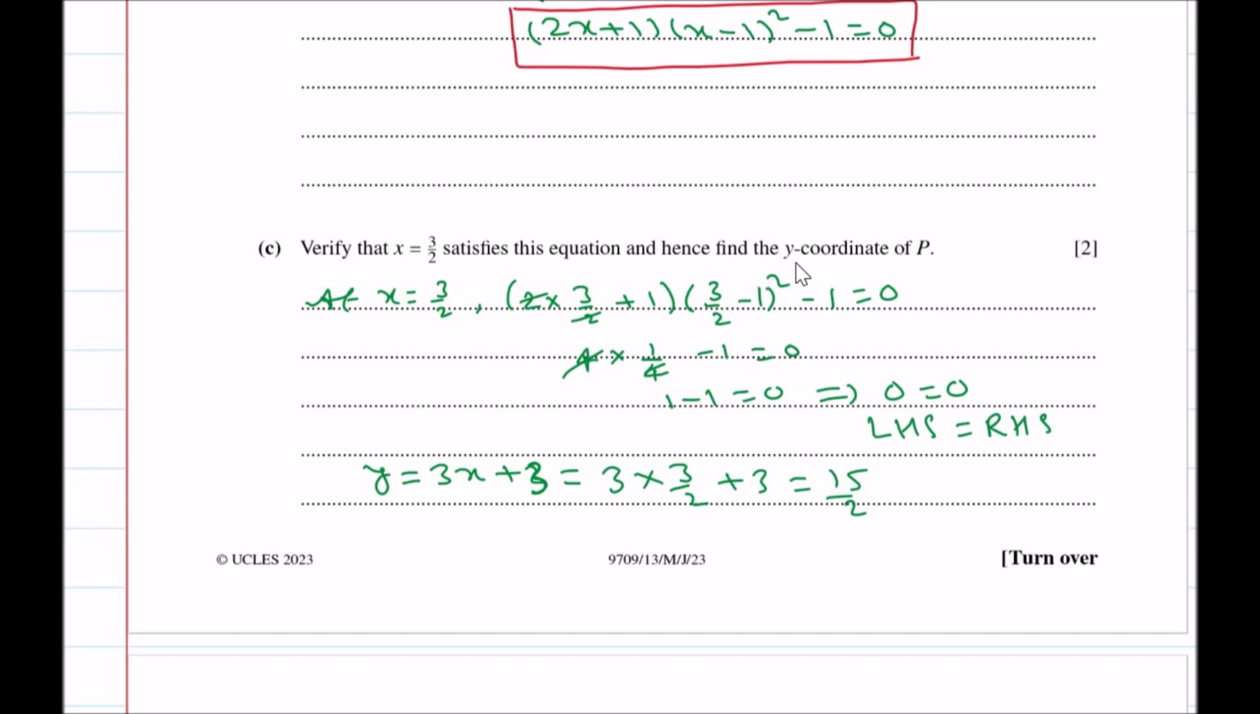So find the y coordinate. Y coordinate is, we can write 15 by 2 or 7 and half.